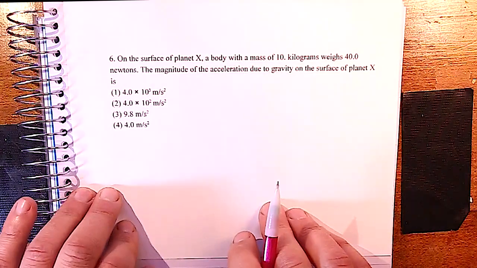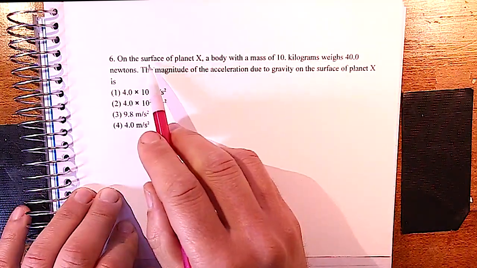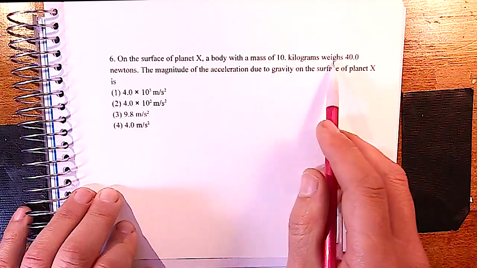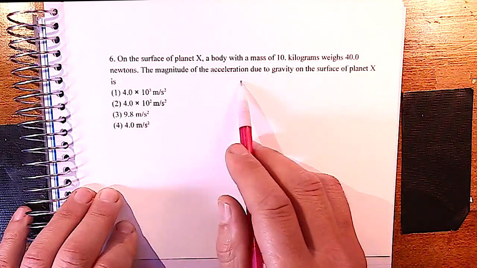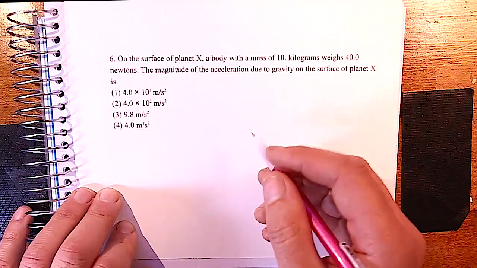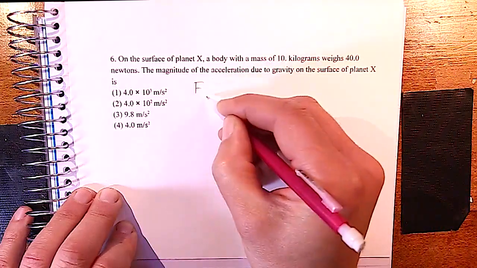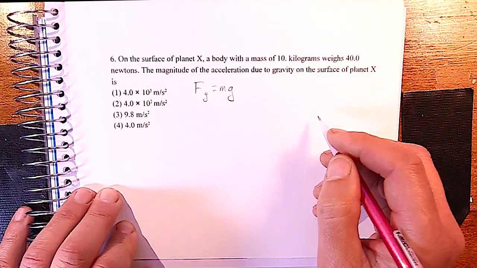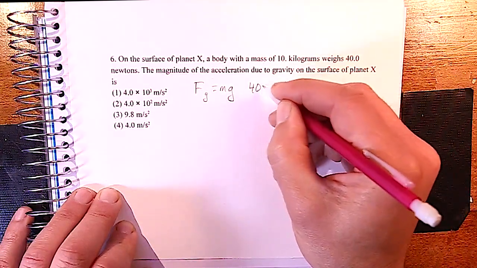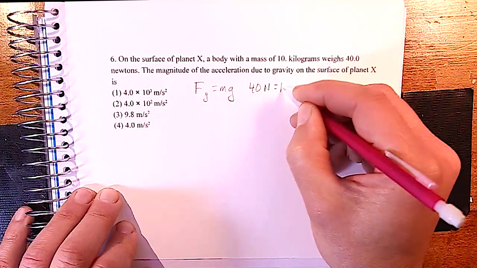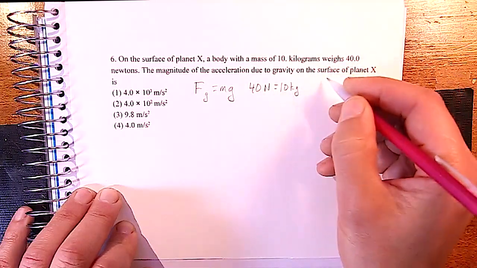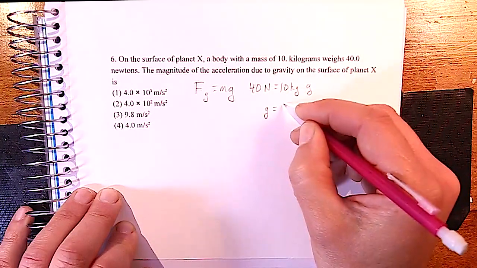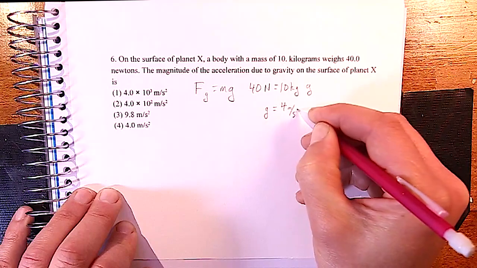All right, so we have a planet X with a mass of 10 kilograms weighing 40 newtons. What's the magnitude of acceleration on the planet? So we're looking for g. So this one is very straightforward. We can just do Fg equals mg. We know that it has a 40 Newton weight. It has a mass of 10 kilograms. And we're looking for g. Dividing through, g is equal to 4 meters per second squared.